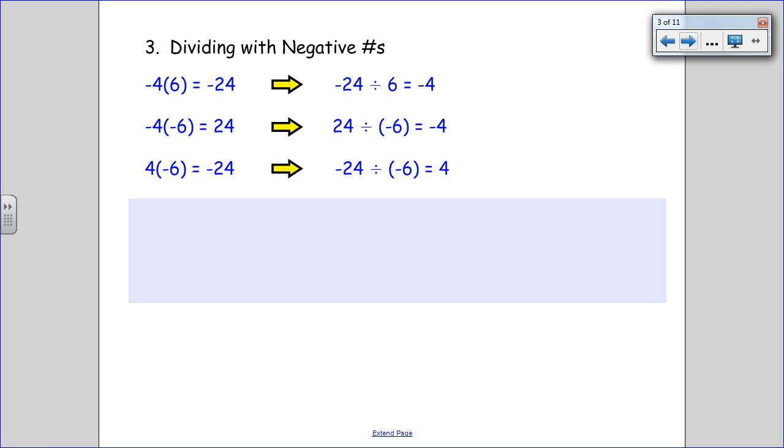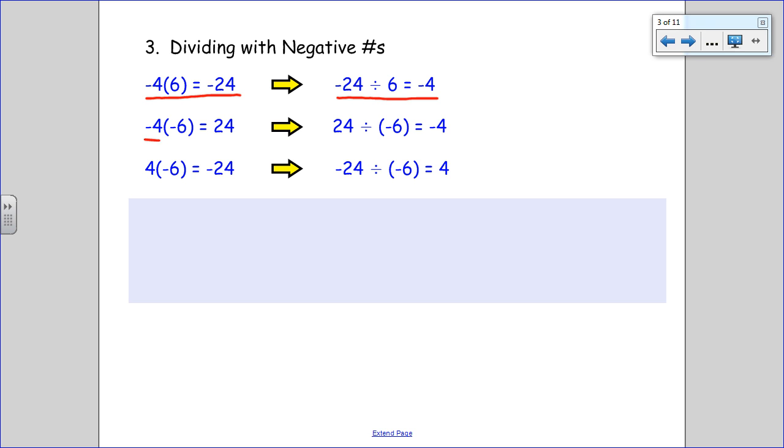Finally, let's consider dividing with negative numbers. Remember that division is simply the inverse of multiplication. So for example, the multiplication problem, negative 4 times 6 equals negative 24, can be rewritten in reverse as a division problem. Negative 24 divided by 6 equals negative 4.